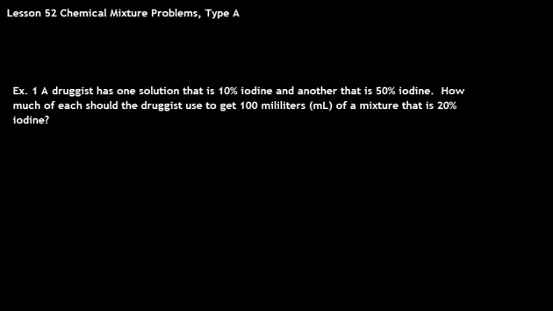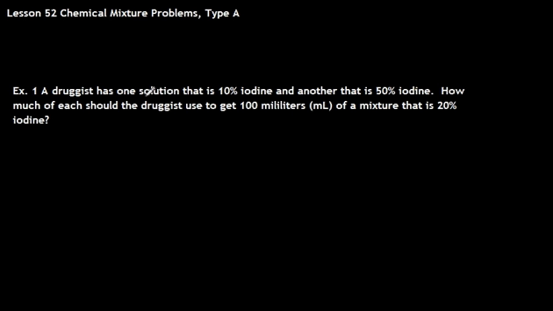Chemical mixture problems: two different substances are mixed together to get a desired result. Often one of the things is water and the other is something like alcohol, iodine, or antifreeze, or whatever else is mixed with water. These are similar to coin problems, where we're going to have two equations and two unknowns. So let's just get started and I'll try to explain these. I think these are pretty easy.